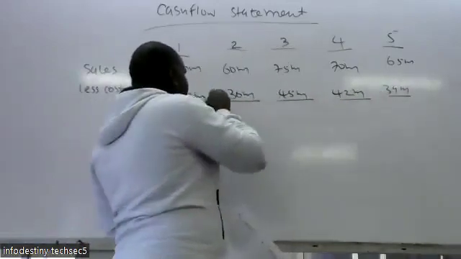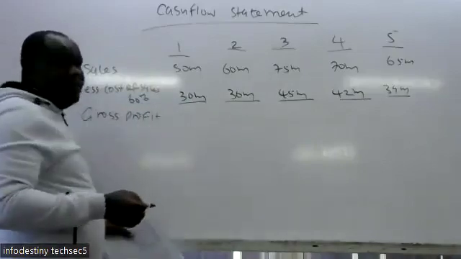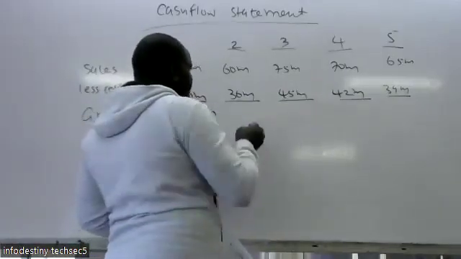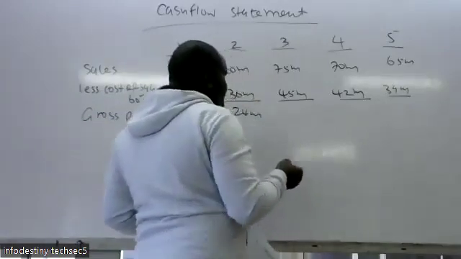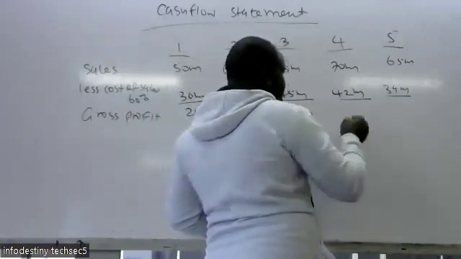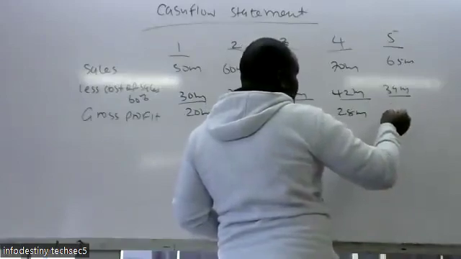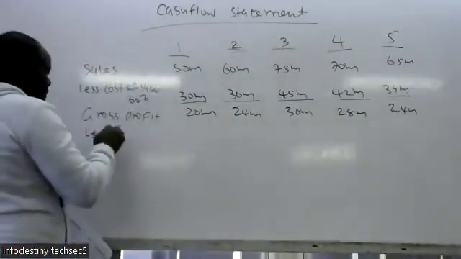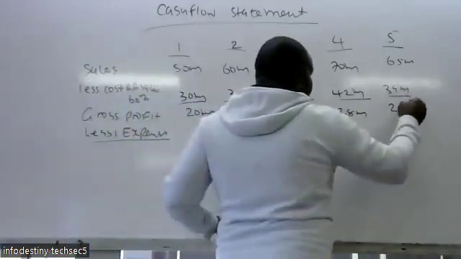So when you subtract, you get the gross profit. So this one is 20. Next is what? 24. The next one should be, then, 26. Last one is 26. So now we less expenses.